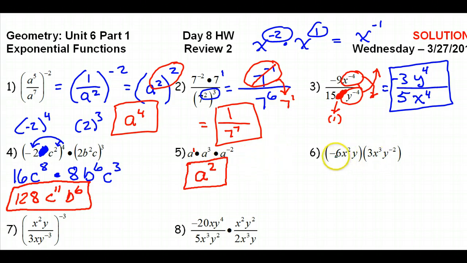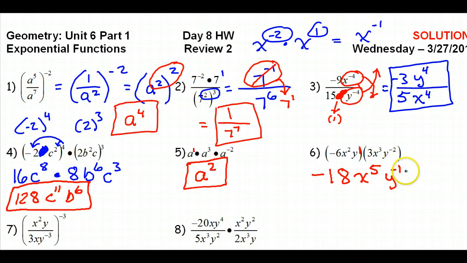Now this one, we have the -6 and the 3. We're just going to multiply those. So that's going to be -18. And then x squared times x to the 3rd power, that's x to the 5th. We add those. And then y times y to the -2 power. You can think of this as like y to the 1 power. So we're adding these exponents. So 1 plus -2 is -1.